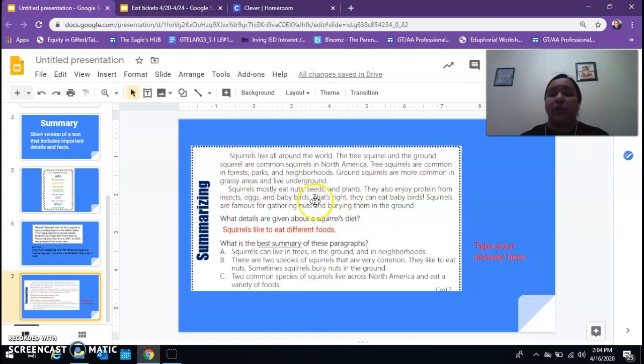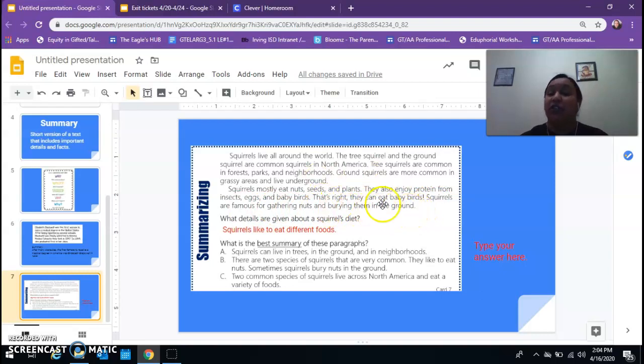Squirrels live around the world. The tree squirrel and the ground squirrel are common squirrels in North America. Tree squirrels are common in forests, parks, and neighborhoods. Ground squirrels are more common in grassy areas and live underground. Squirrels mostly eat nuts, seeds, and plants. They also enjoy protein from insects, eggs, and baby birds. That's right, they can eat baby birds. What? Squirrels are famous for gathering nuts and burying them in the ground.